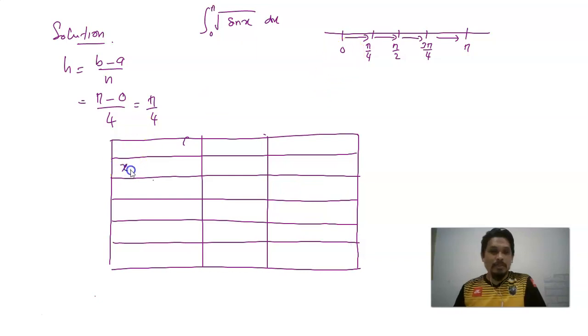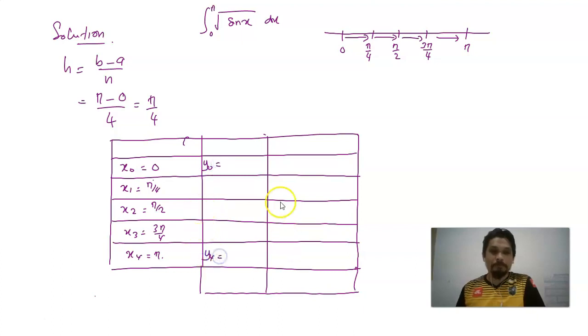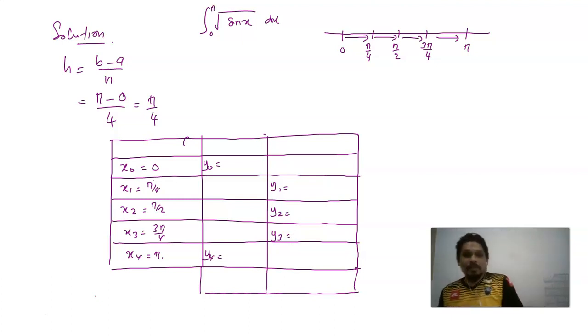So x naught equal to 0, x1 equal to pi over 4, x2 equal to pi over 2, x3 equal to 3 pi over 4, and then x4 equal to pi. Okay, so add another column here for y naught until y4. This is y1, y2, y3. So I'm not going to find the solution of this one by one.